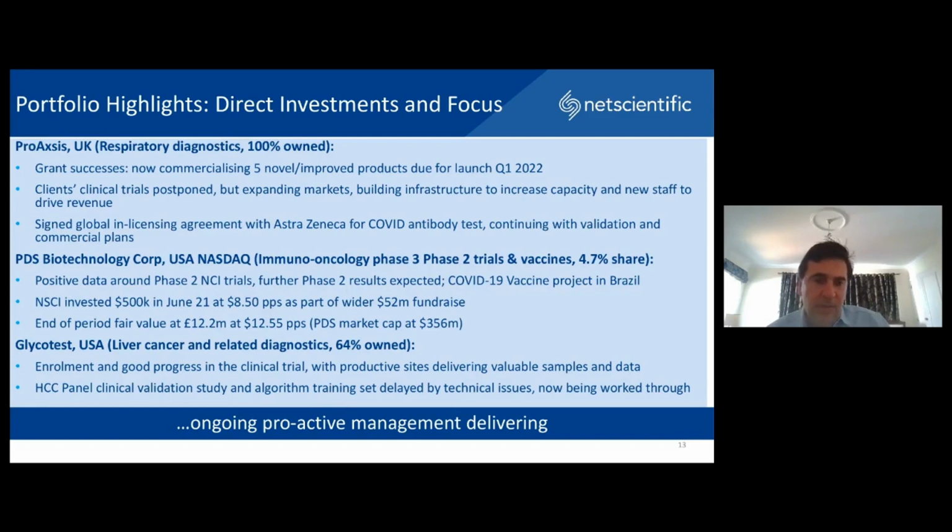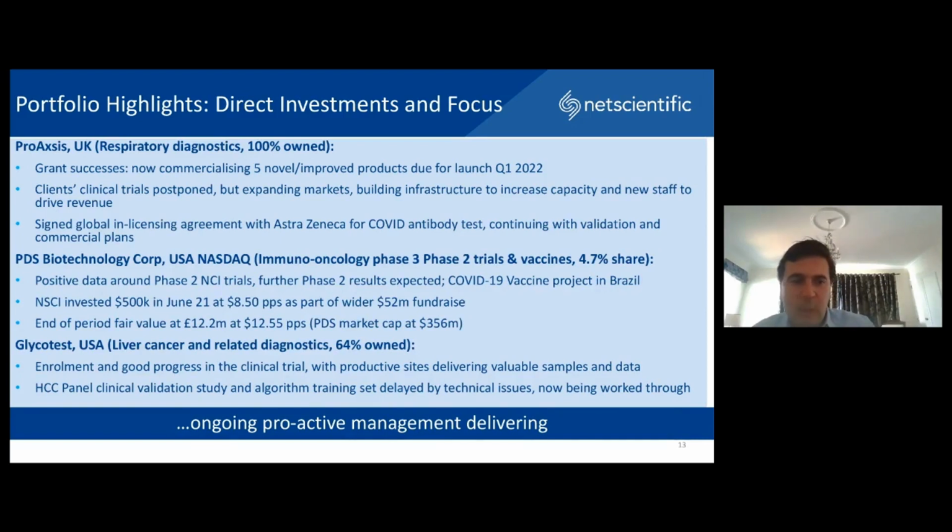Looking at Glycotest, this is a company that's developing a liver cancer and related diagnostics. We own 64% of the business. They're based in the US. We have as co-investor Fosun Pharma, one of China's largest corporates and largest pharmaceutical companies. And as part of the turnaround, we found ways to preserve cash in the context of COVID. The company has continued its strong progress. They have, in particular, accelerated the clinical trials with more sites delivering viable samples and data.